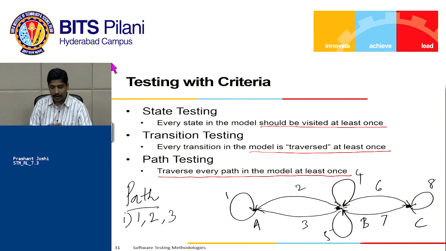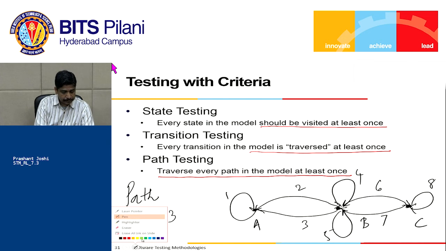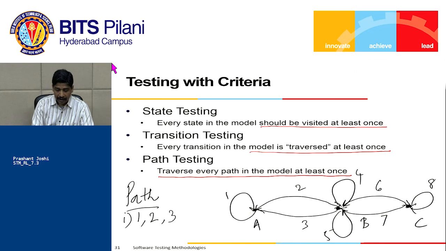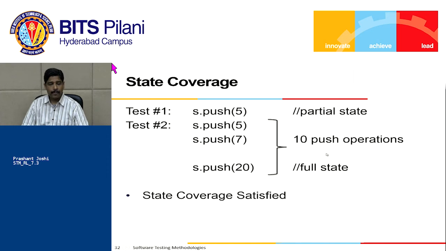So I could do one path 1, 2 and 3, which would mean, let me mark it with another color. I first do the 1, then I do the 2, then I do the 3. So 1, 2, 3 is how I can traverse a path, and I would have tested 2 states. This particular path includes certain functionality. Let's take this further and see how I could arrive at the state coverage.